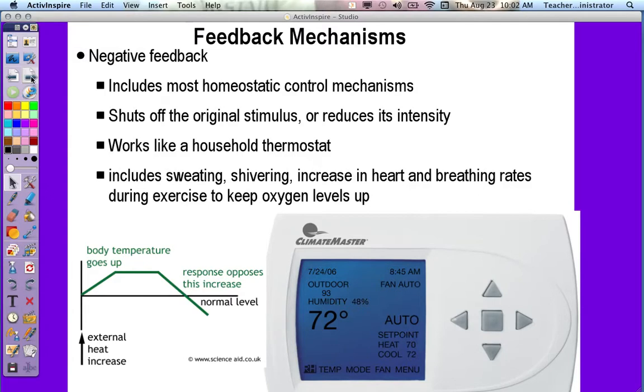If you're exercising and you're lacking that oxygen, then your heart rate and your breathing rate are going to go up, because the set point that you're interested in establishing is the amount of oxygen in your blood and your cells. So the whole point of negative feedback mechanisms is to reduce the effect of the stimulus so you can get back to your normal setting.